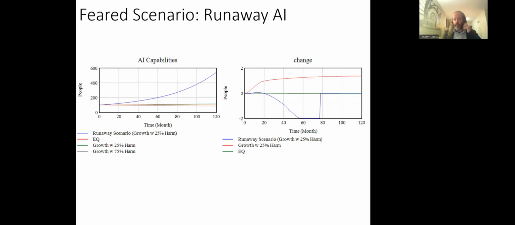The feared scenario is the runaway AI. This is where the AI capabilities take off. And you can see on the left, this is compared to that same growth mode. So we took the growth mode of the 25% harm, and we allowed the AI to gain self-generating capabilities at a very high rate. Now we had to juke this to get it to happen, so this isn't a very realistic scenario, but it's important to understand the dynamics.